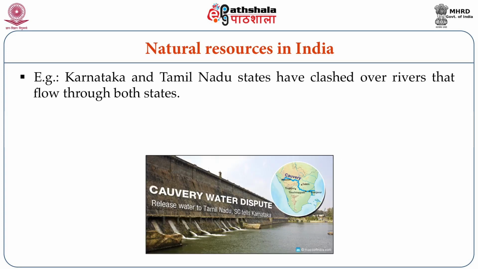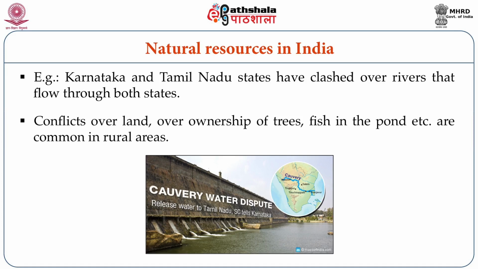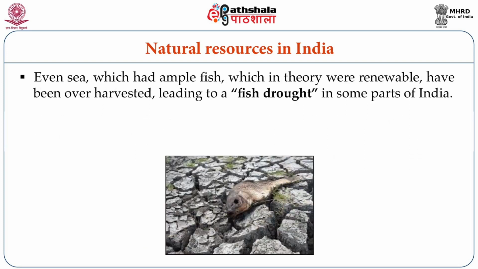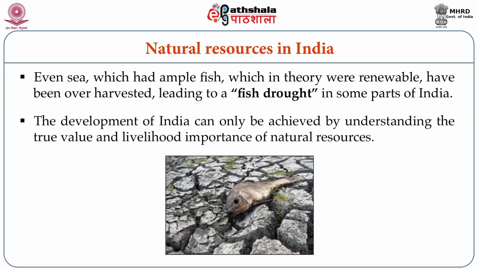Again, as an example, I can give you the one that I discussed, Karnataka and Tamil Nadu, or even Kerala and Tamil Nadu, or conflicts over land that we see in rural parts of India, or even urban parts of India. There are conflicts over ownership of trees, fish in the pond, etc. These are all common factors that you see in a rural setting. Even the sea, which has ample fish and is theoretically a renewable resource, now doesn't have so much fish; there's a fish drought in certain parts of India because of overfishing. The development of India can only be achieved by understanding the true value and livelihood importance of natural resources.